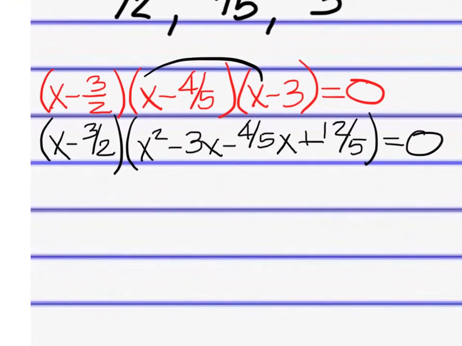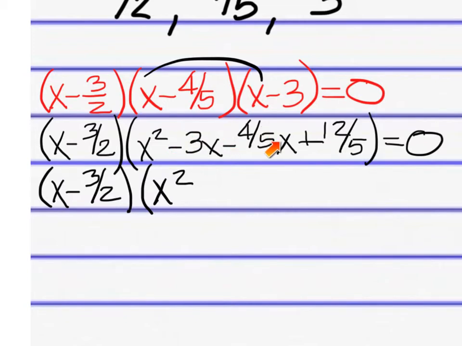Simplify your like terms in that second quantity so you don't have an extra one to deal with later on. So x minus 3 halves, and then x squared, we have negative 3 minus 4/5. The denominator is 5. If I make this denominator 5, I have to multiply this by 5. So that gives me negative 15. Negative 15 minus 4 is a negative 19, and it would be over 5.